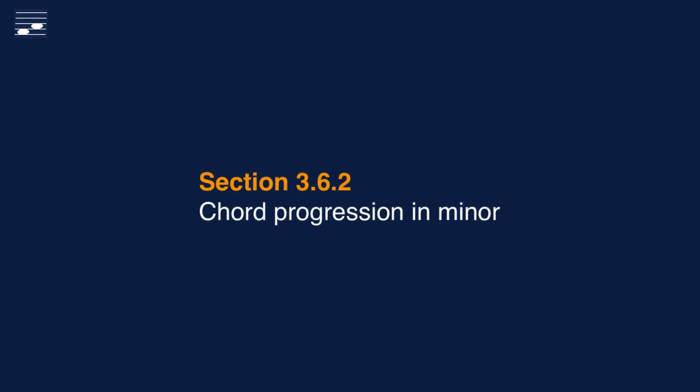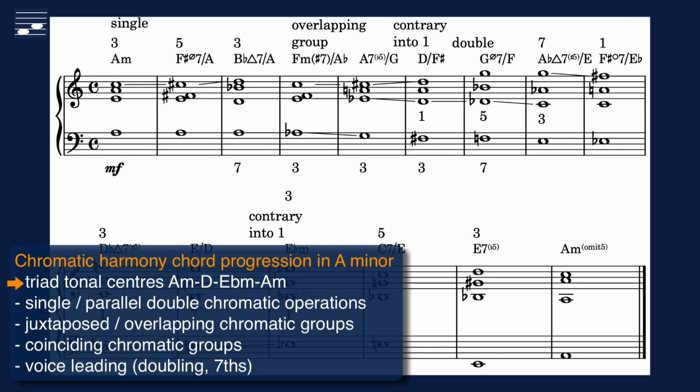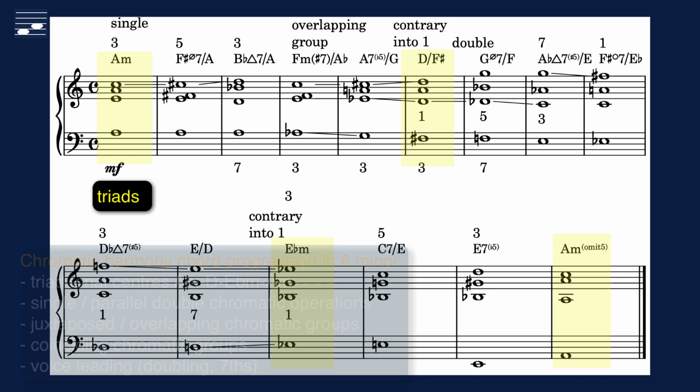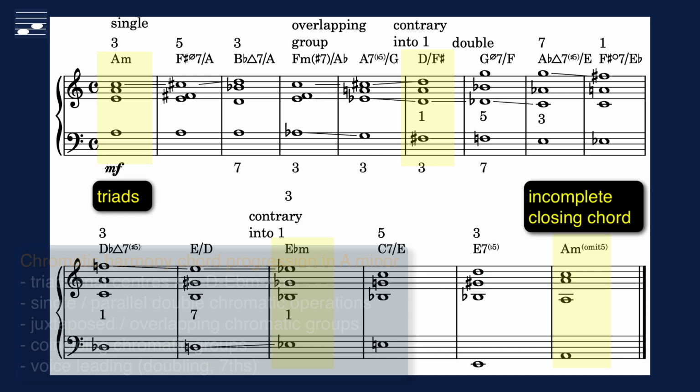Let's repeat the exercise and create a chromatic chord progression in A minor. Again, the stable triads are not on the diatonic degrees in A minor. The example closes with an incomplete triad where 5 is omitted.